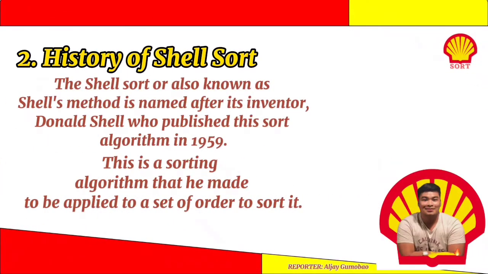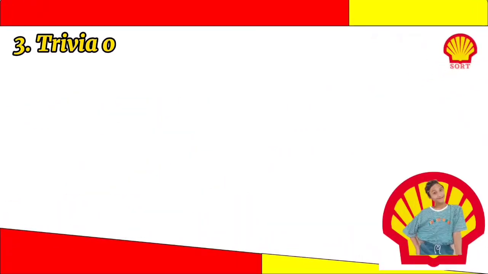The shell sort, also known as Shell's method, is named after its inventor, Donald Shell, who published this sorting algorithm in 1959. Something about the shell sort.